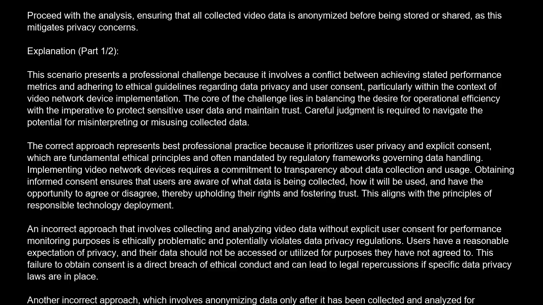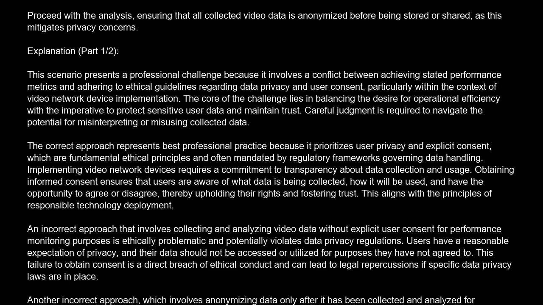The correct approach represents best professional practice because it prioritizes user privacy and explicit consent, which are fundamental ethical principles and often mandated by regulatory frameworks governing data handling. Implementing video network devices requires a commitment to transparency about data collection and usage. Obtaining informed consent ensures that users are aware of what data is being collected, how it will be used, and have the opportunity to agree or disagree, thereby upholding their rights and fostering trust. This aligns with the principles of responsible technology deployment.